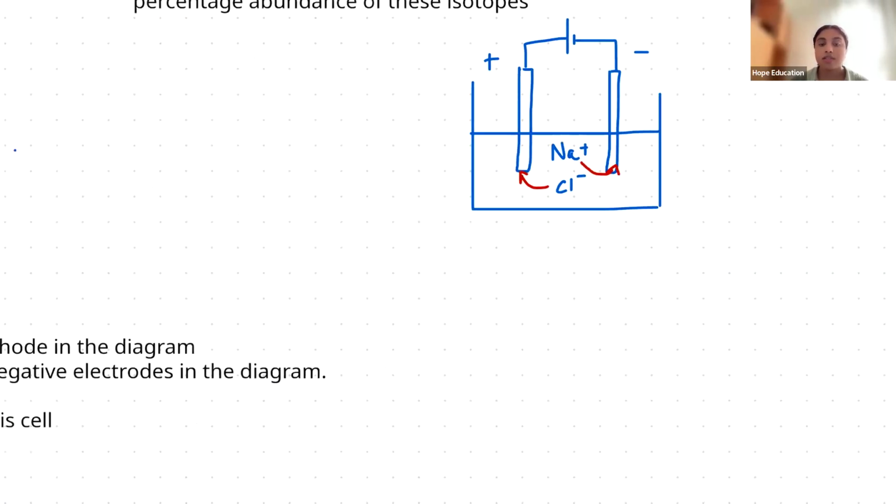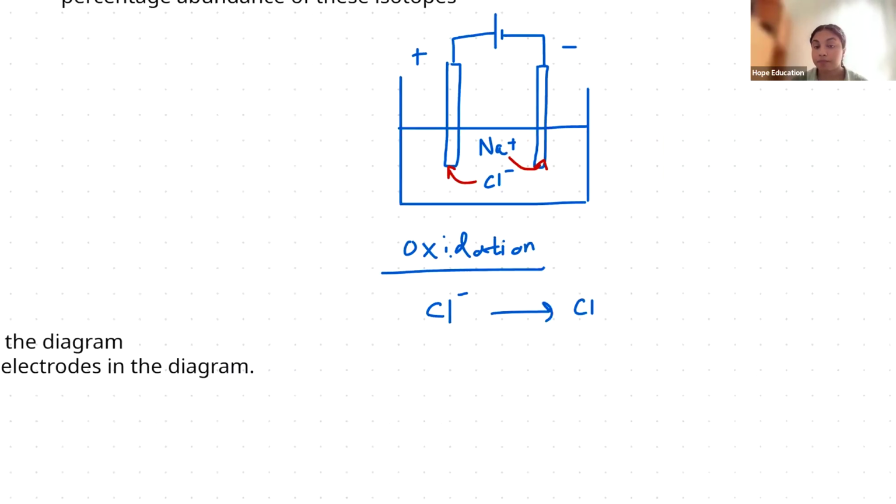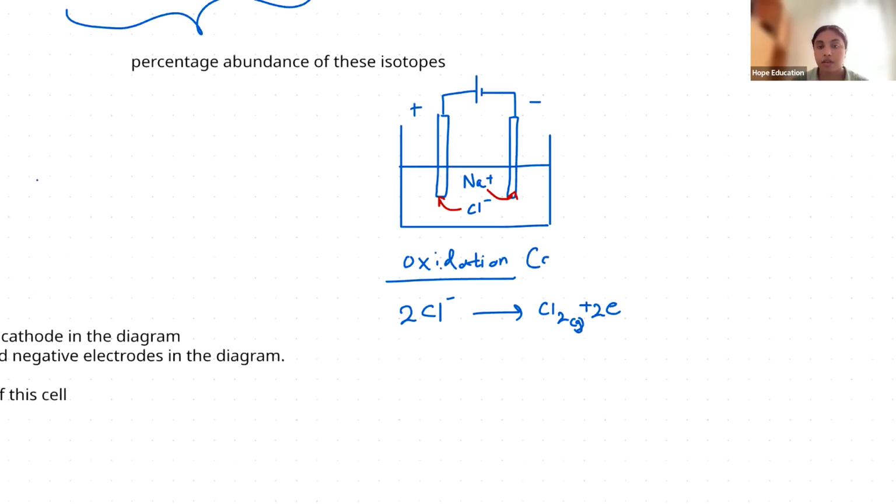So oxidation reaction means removing electrons. So Cl minus will come to the positive electrode. It will release an electron and become Cl. Cl does not stay alone. Therefore 2Cl minus will release 2 electrons and will form 2Cl. Those two make Cl2 gas. So that is oxidation, and that happens at the anode. Therefore this positive electrode is the anode.